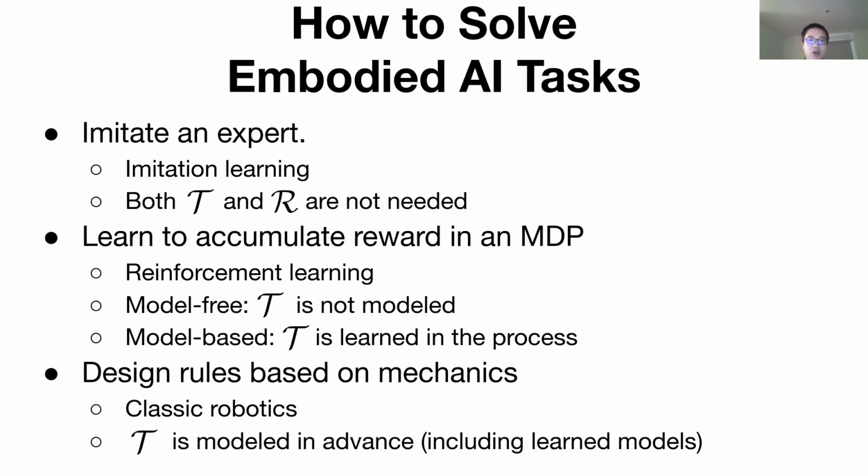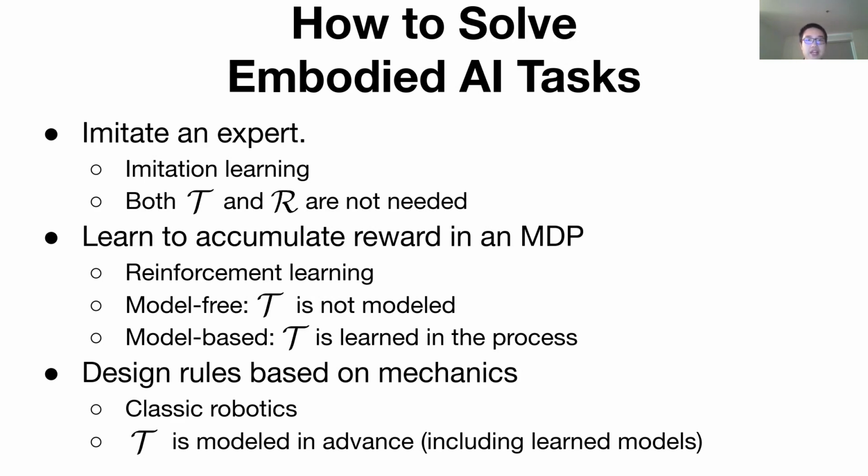There are roughly 3 main branches of ideas to find a good policy. First, we can imitate from an expert. This is called imitation learning. Here, the transition and reward are not required to be modeled for this method. Second, we can learn to accumulate reward in MDP. One example is reinforcement learning. It is called model-free RL when the transition is not modeled, and model-based when the transition is learned in the process.